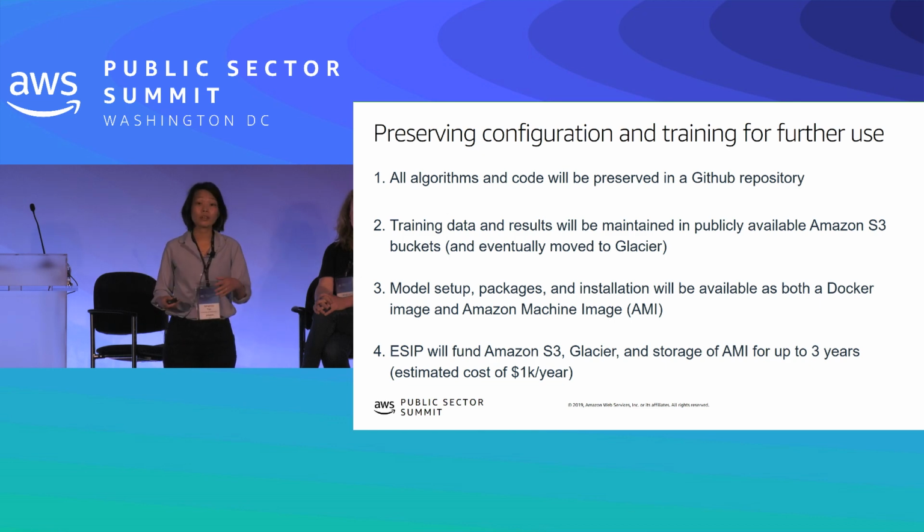So all these algorithms and code are available in the GitHub repository, and all the training data and all the results will be maintained in a publicly available Amazon S3 bucket. And the data, as it grows and as it gets older, will eventually be moved to Glacier. And all the model setup and compute environments will be dehydrated into a Docker image and an Amazon machine image. And we will keep this using ESIP funds for up to 3 years so that anybody who wants to try using this can actually have access to it.